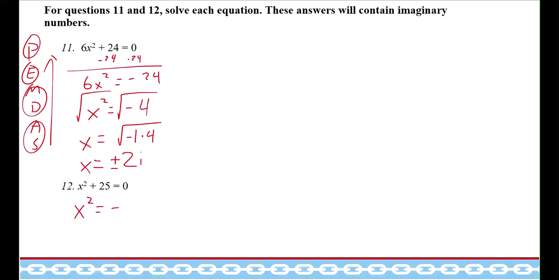For number 12, we're going to subtract away the 25. So I get x squared equals negative 25. Square root of both sides. Again, square root of negative 25, I need to separate out the negative 1 from the 25. Square root of the negative 1 is i, and the square root of 25 is plus or minus 5.